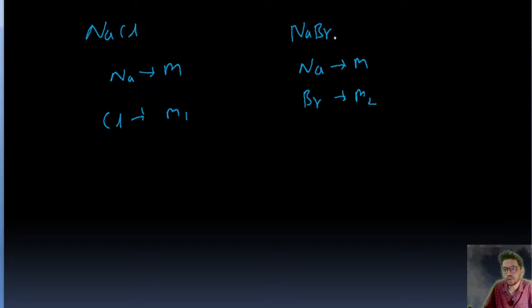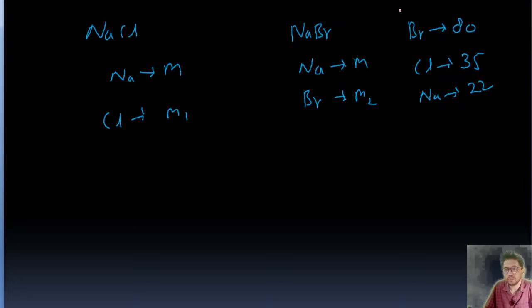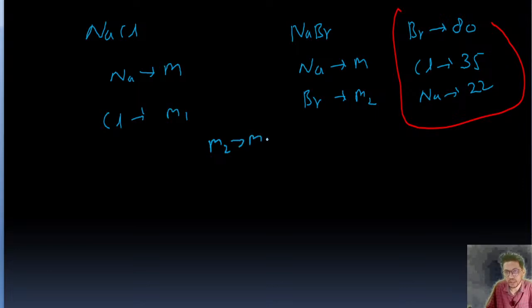Now we know the atomic mass of bromine, Br, is almost 80, the atomic mass of chlorine, Cl, is 35, and the atomic mass of sodium, Na, is almost 22. This we must know, guys, for solving this question. So from this clearly m2 is greater than m1, because m1 is the chlorine mass and m2 is bromine, which is greater.